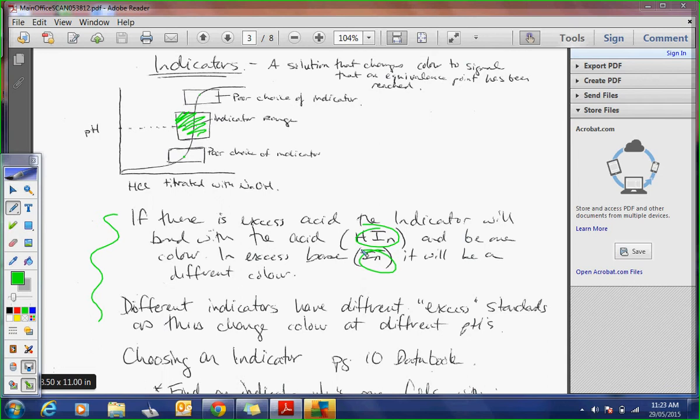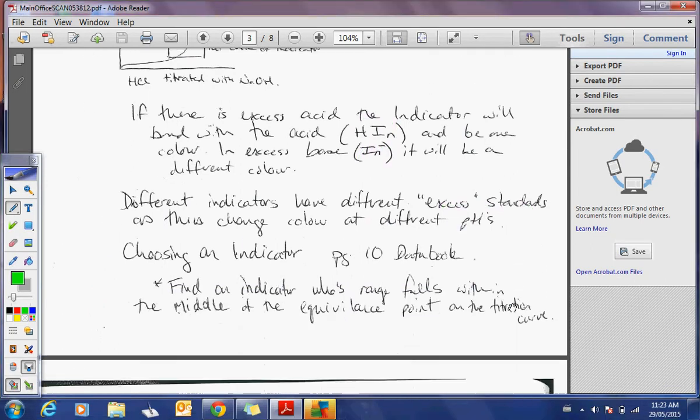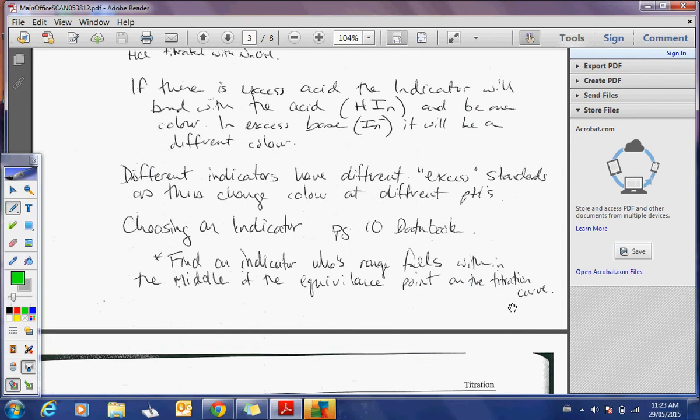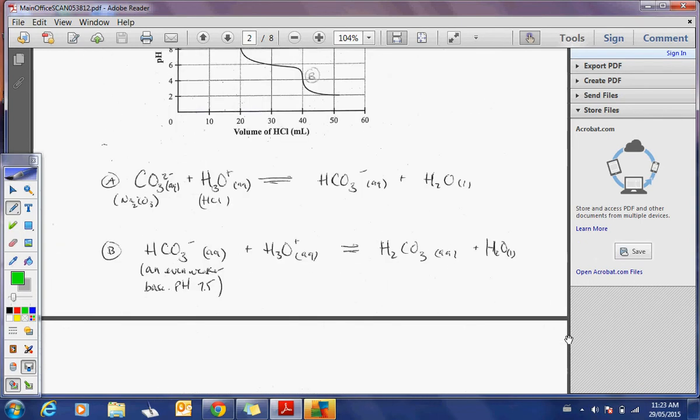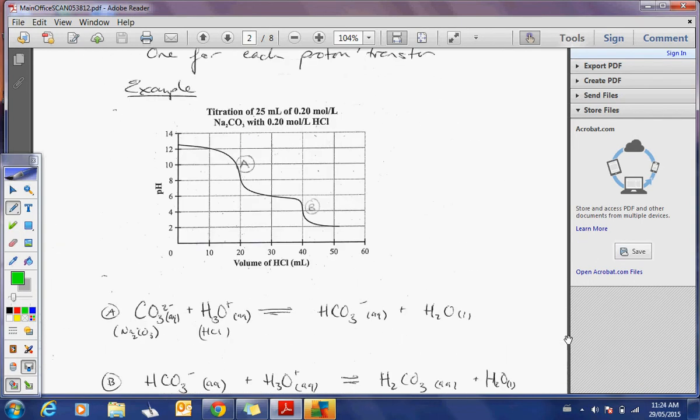So different indicators have different acid-base properties and thus change color at different pHs. In your data booklet on page 10, you'll see a whole list of indicators with a lot of different pHs. Have a look at your data booklet, page 10. It shows the indicator range on that graph. I'll show you an example.